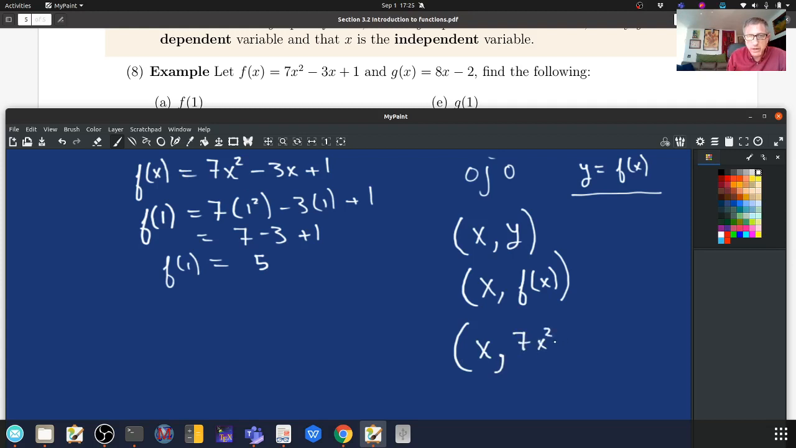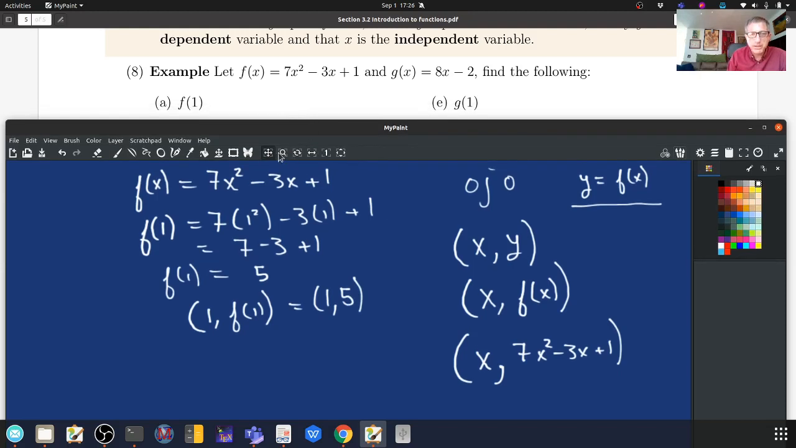7x squared minus 3x plus 1. So whatever value I put in here for x, I have to plug in that x value over here, and the output value is y. So here we have the point 1, f of 1, lies on the graph of f, which is equal to 1, and f of 1 turned out to be 5.